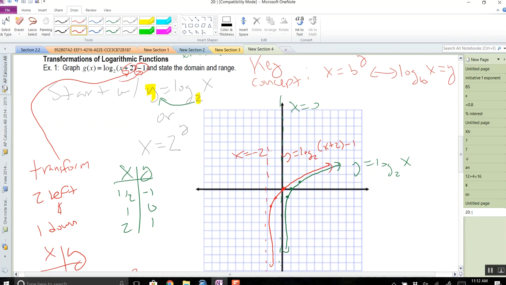What is the domain and range for this, for the red curve? Yep. Same thing, yeah. Range always stays the same.